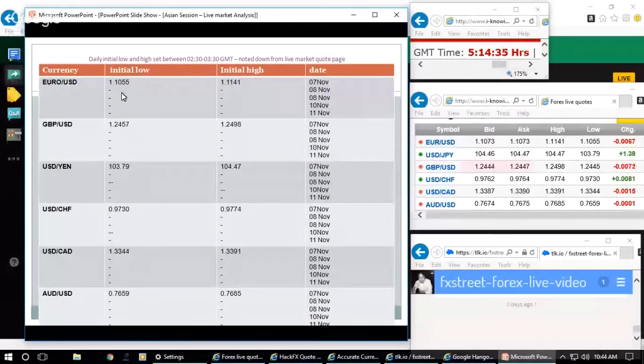So I noted down the initial lows and the highs around 3:30 GMT from the live market code page. So Euro formed the low at that time 1.1055 and the high was 1.1141, and both the high and the low are not breached. In the case of GBP, 1.2457 is the low, 1.2498 is the high.